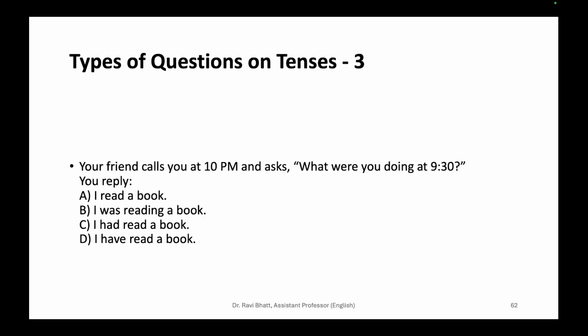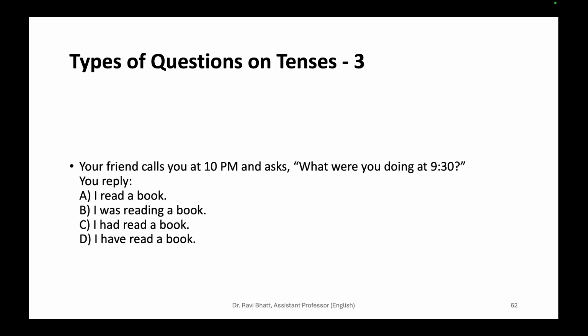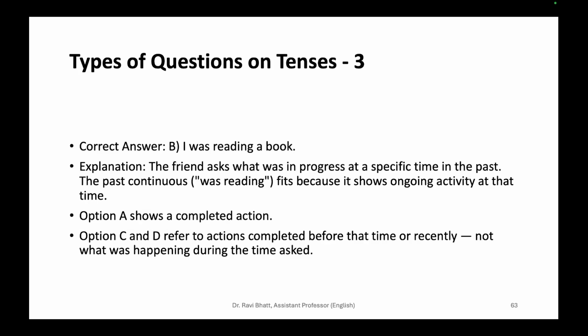Now, tenses third. Your friend calls you at 10 p.m. and asks, what were you doing at 9:30? Now your reply would be: I read a book, I was reading a book, I had read a book, or I have read a book. Here, the correct answer would be, I was reading a book. Let's look at the question again. Your friend calls you at 10 p.m. and is making a reference to what you were doing at 9:30 p.m.